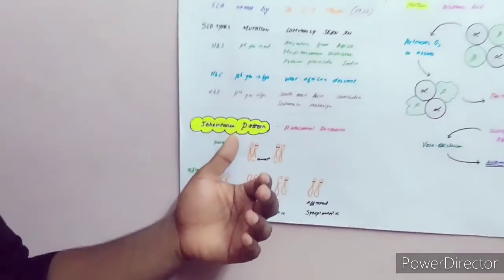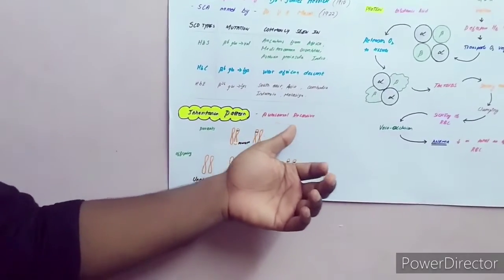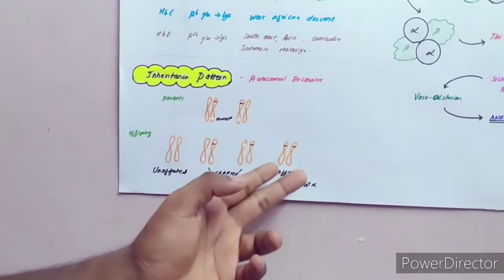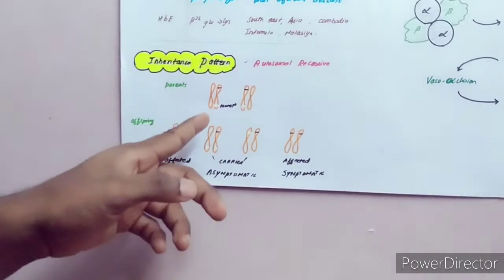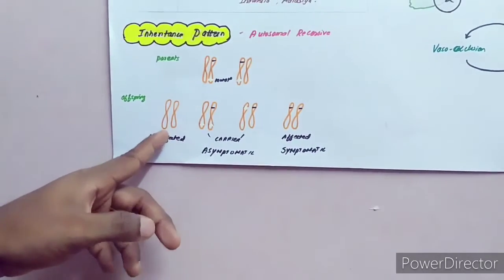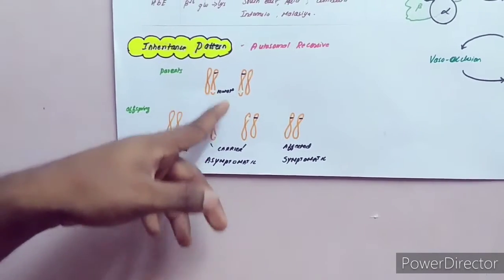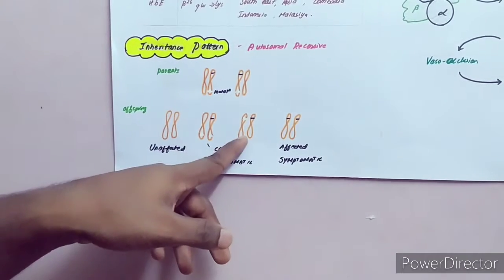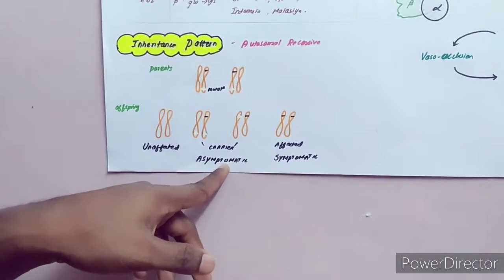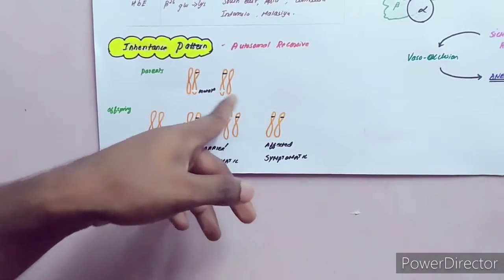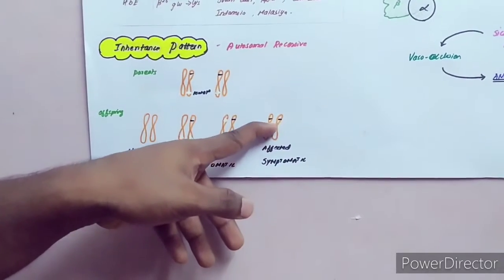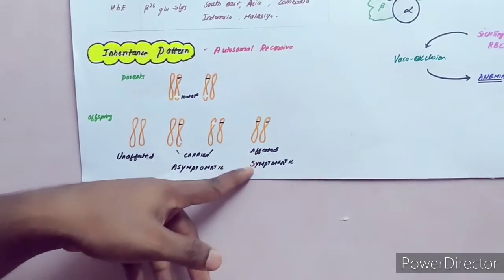Now, the inheritance pattern is autosomal recessive. That means both the copies should have the mutated genes. So if the offspring has both normal genes, then it is normal and unaffected. If the offspring has one mutated gene, then it's said to be a carrier, or sickle cell trait, and they are also asymptomatic. But when they inherit both mutated genes, they are affected and become symptomatic.